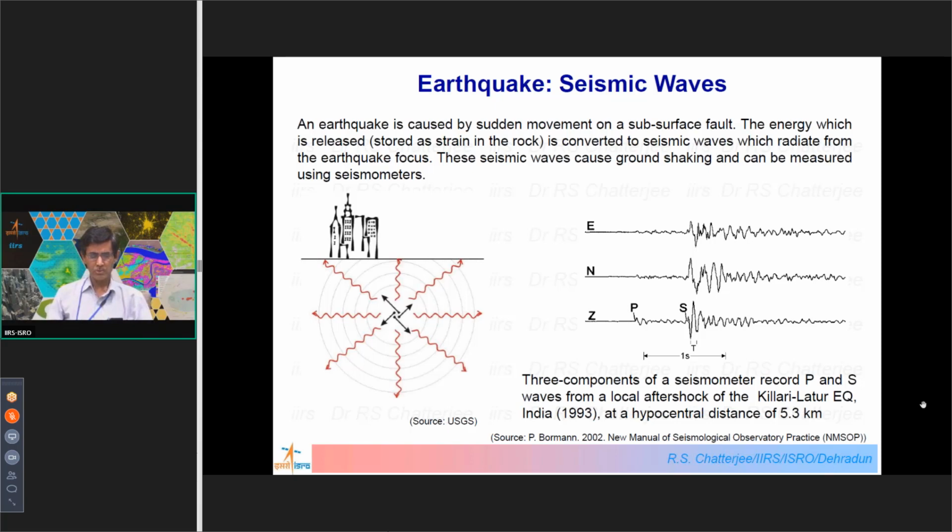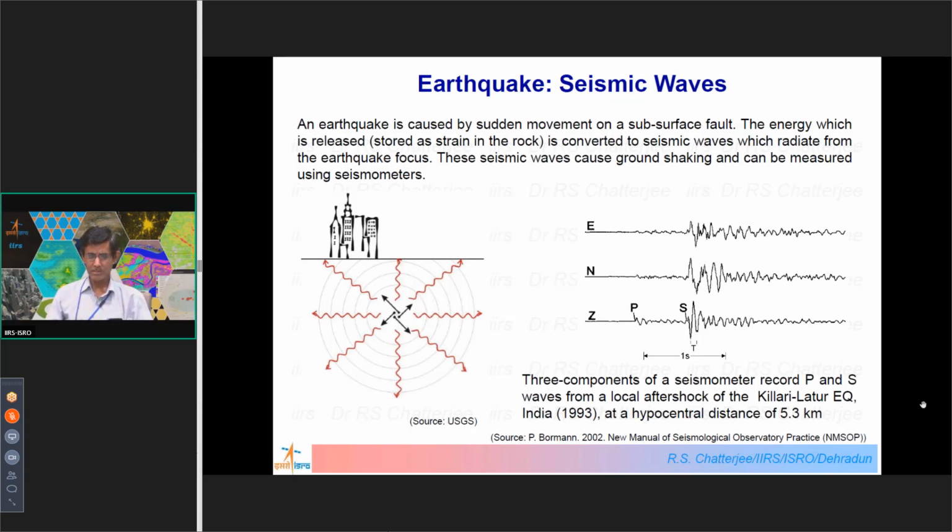Now, an earthquake and the seismic waves. An earthquake is caused by sudden movement on a subsurface fault, and the energy is released. This energy, which was stored as strain due to the applied stress, is converted to seismic waves, and the seismic waves radiate from the earthquake focus. We need to know what the focus is. The focus is basically the origin of the earthquake. These seismic waves cause ground shaking, and because of this ground shaking, damage takes place. And these seismic waves can be measured using seismometers.